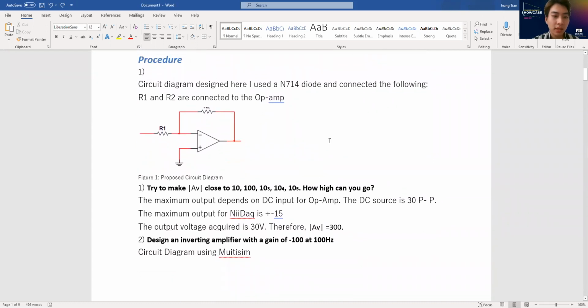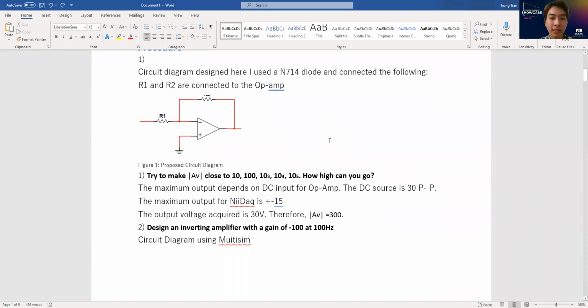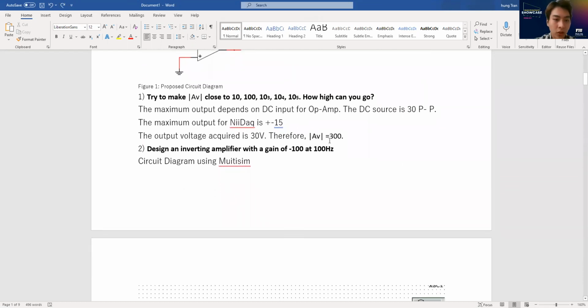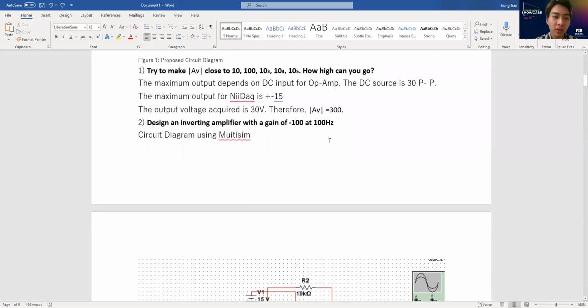Here are the procedures. In the circuit diagram design here, I use the 1N914 diode and connected the following. R1 and R2 are connected to the op amp. As in question 1, try to make AV close to 10, 100, 10 to the 3, 10 to the 4, and 10 to the 5th. How high can you go?